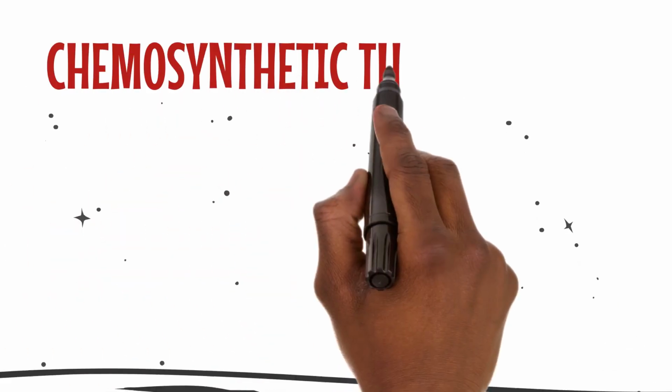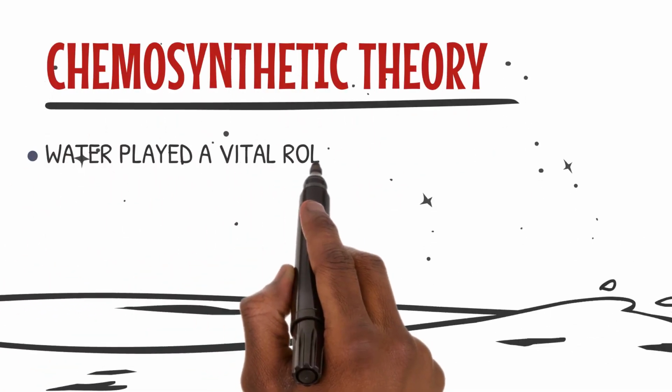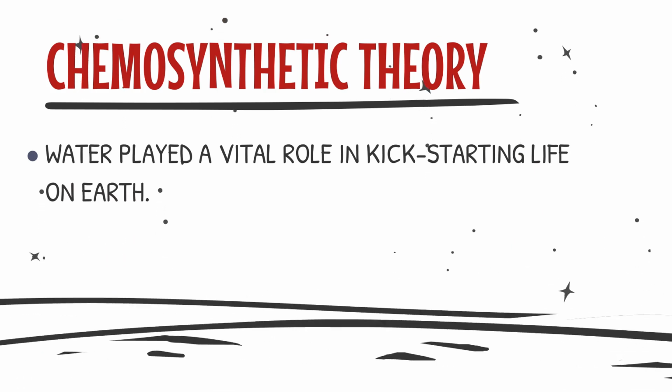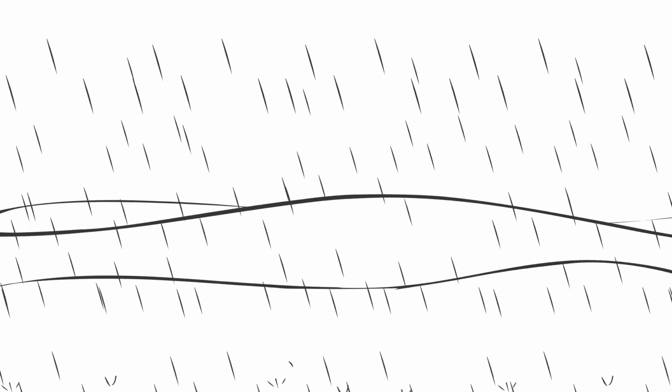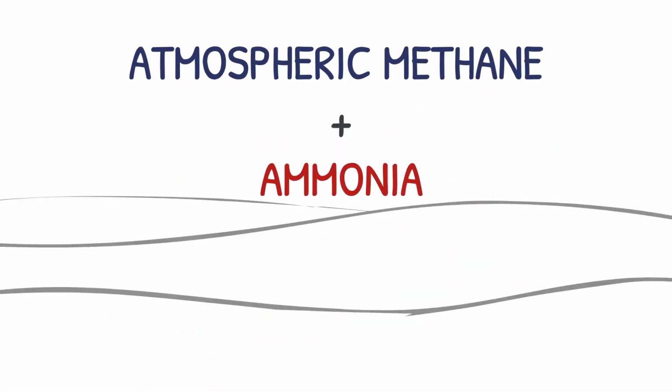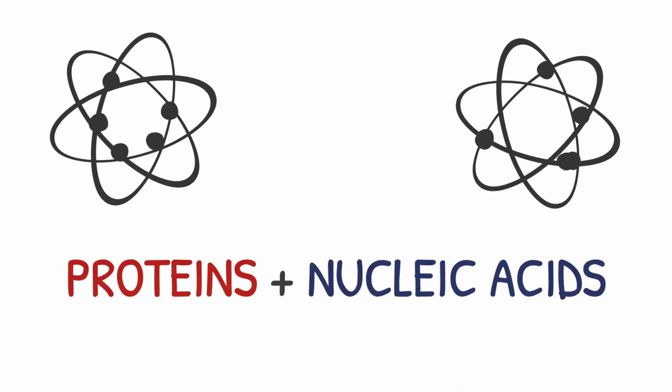According to chemosynthetic theory, water played a vital role in kickstarting life on Earth. Billions of years ago, Earth's early atmosphere had no oxygen, but it did have methane, ammonia, and other compounds. As heavy rains poured down on our young planet, these water bodies filled up. The seawater dissolved atmospheric methane and ammonia, leading to the formation of biomolecules like proteins and nucleic acids.